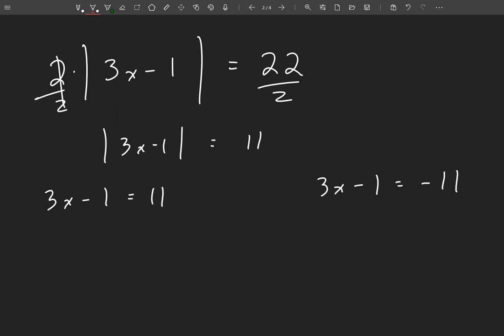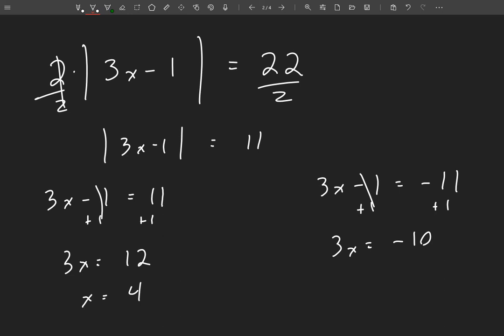Now, on the left side, if I add 1 to both sides, I get 3x equals 12. All right. And that's going to give me x equals 4. So far, so good. No big deal. Now, on the right side, if I add 1 to this side and add 1 to this side, well, I'll get 3x equals negative 10.